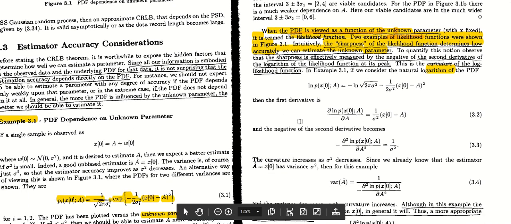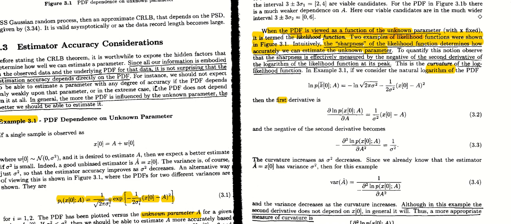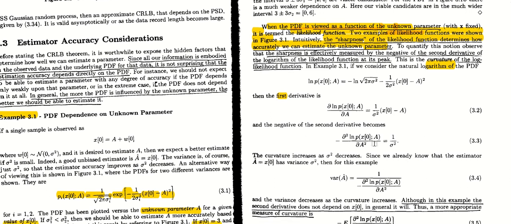So again, we follow that example and consider the natural log of the PDF. We take the PDF and take the natural log, it becomes something like this. Then take the first derivative. So we will just use the basic calculus technique and then make the derivative. And then the second order derivative. In other words, you take the derivative with respect to this again one more time, and then take the negative. So you get something like this.